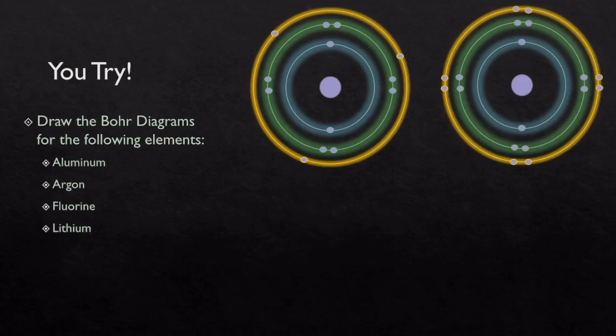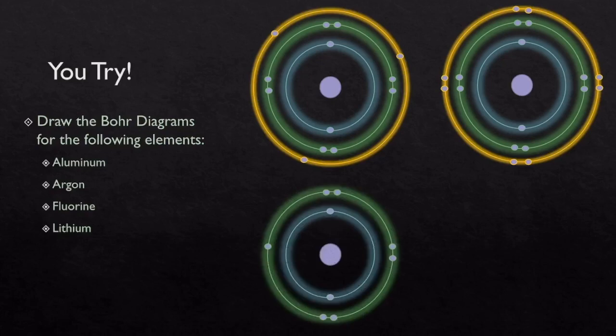And argon has 18 electrons, and so it's going to fill up those first 10 electrons in the first 2 energy levels, and then it's going to require 8 electrons in that third energy level. And then fluorine has 9 electrons, and so it's going to fill up the first energy level with those first 2 electrons, and then it's going to have 7 more around in that second energy level.